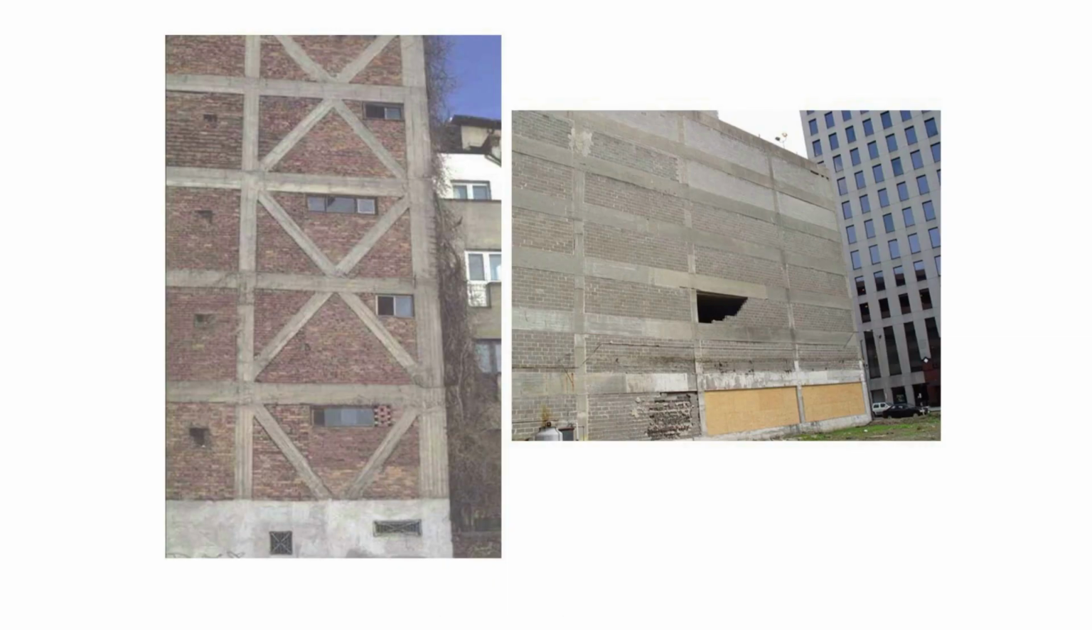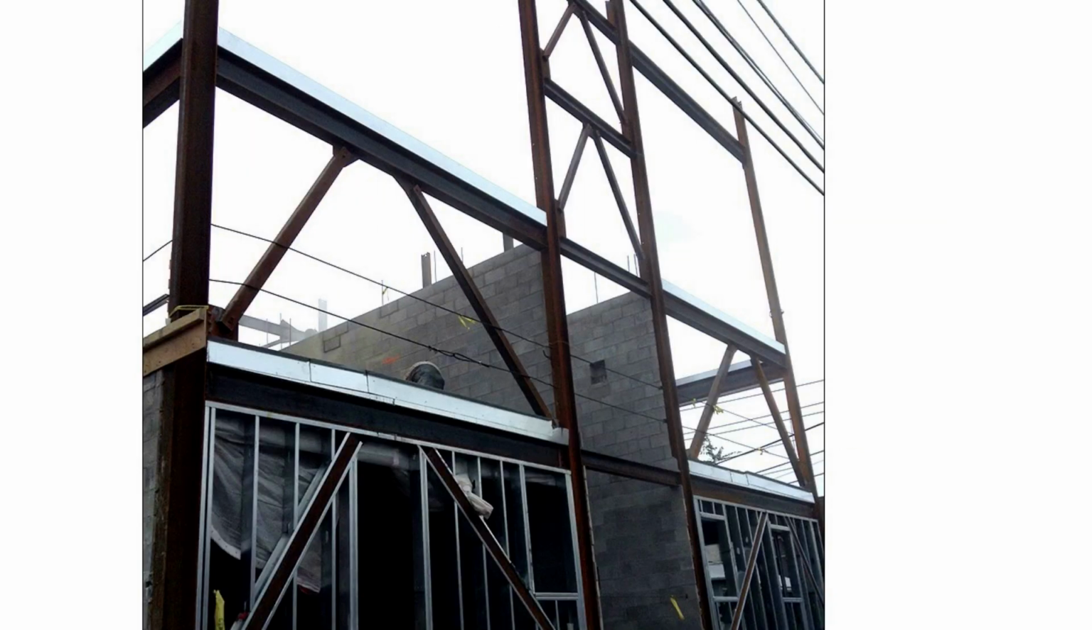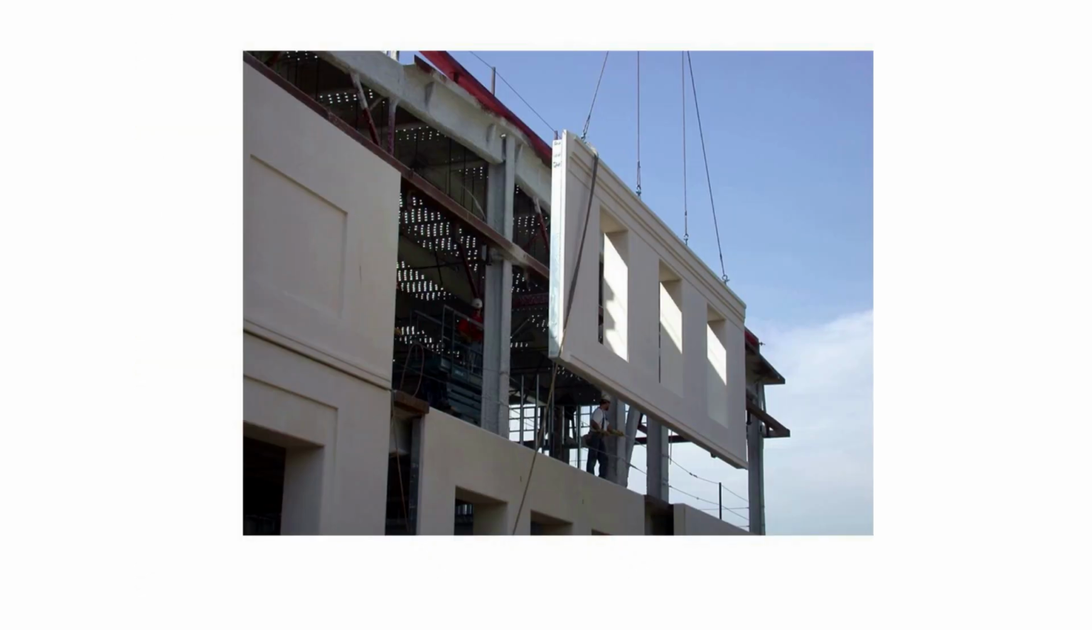This figure shows an example of an infilled structure with RC beam column framing, infilled with brickworks. Meanwhile, this figure shows an example of an infilled structure with steel beam column framing, infilled with blockworks. And this figure shows an example of an infilled structure with steel beam column framing, infilled with precast panels.